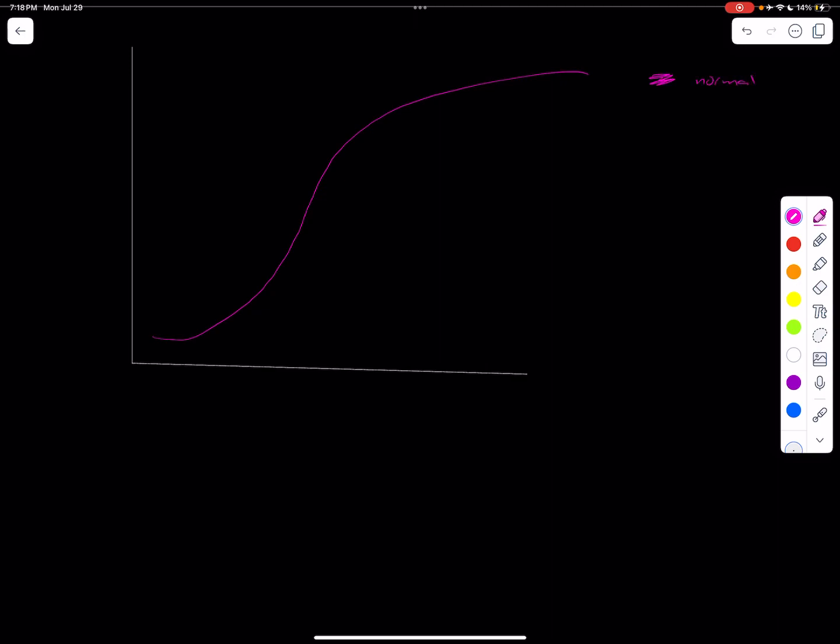Okay, well, I can shift this curve one of two ways. Okay, I can have what we would call a right shift. Sometimes, not often, you'll hear it called a downshift. Okay.